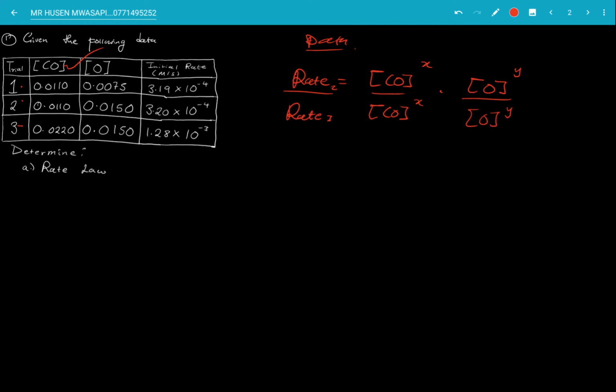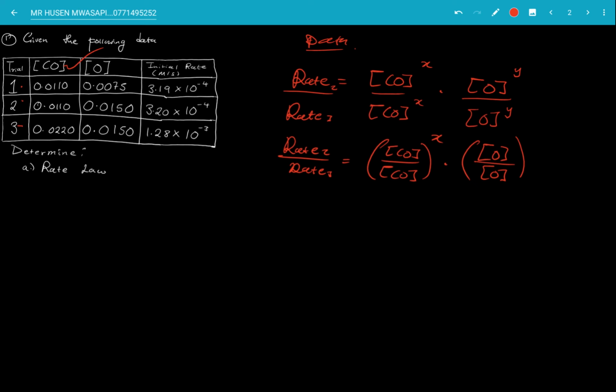Now this can be written in a manner as rate 2 over rate 3 is equal to the concentration of carbon monoxide with respect to rate 2 over the concentration of carbon monoxide with respect to rate 3, and this will be to the power X, times the concentration of oxygen over the concentration of oxygen with respect to rate 3 to the order of what? Y. At this point we can now just substitute.